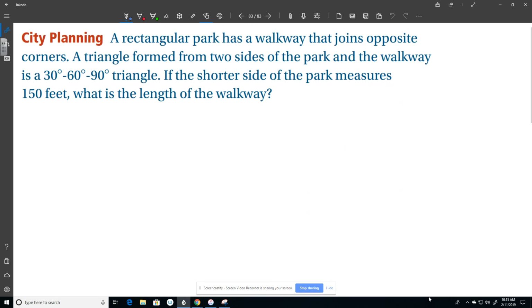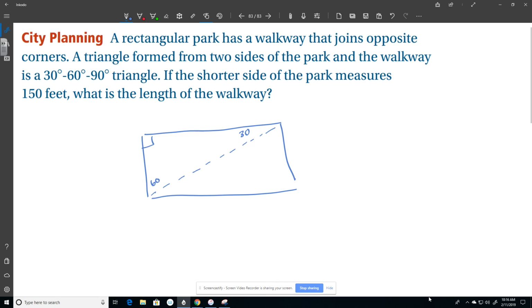Again, I think it would be a good idea if you tried this on your own before you watch me solve the problem. So maybe try to set this one up on your own and then go ahead and give it a try. So it says a rectangular park has a walkway. So first of all, I have a rectangle park. And it says there's a walkway that joins the opposite corners. So I have a walkway right here that goes from corner to corner. A triangle formed from the two sides of the park and the walkway is a 30, 60, 90 triangle. So here's my 90. And this is going to be my 30 since this is the short side. And this is going to be my 60 since this is the long side.